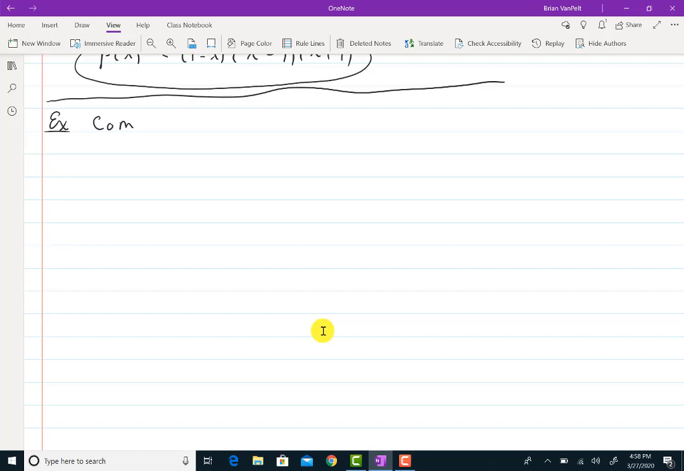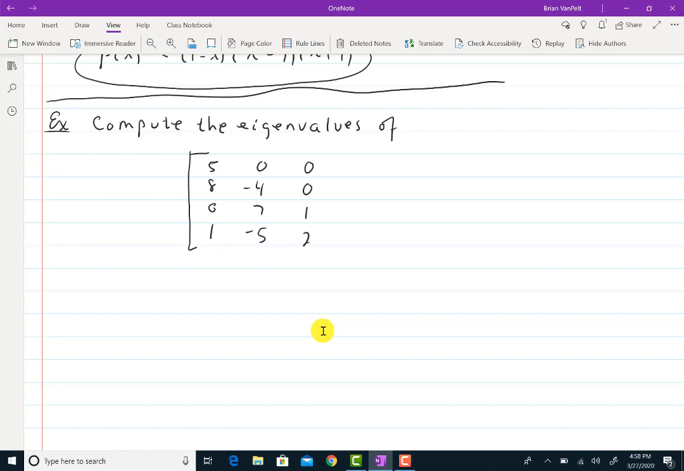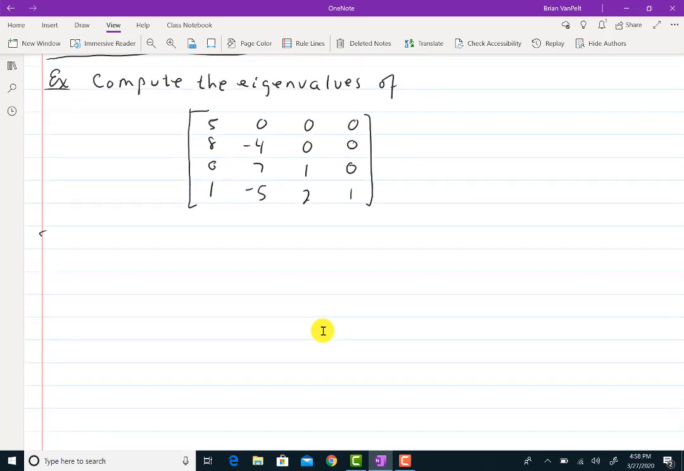Next, let's compute the eigenvalues of, this time I'm going to have a 4 by 4 matrix. I have 5, 8, 0, 1 down the first column, 0, negative 4, 7, negative 5, 0, 0, 1, 2, and finally 0, 0, 0, 1. Notice it's a diagonal matrix.